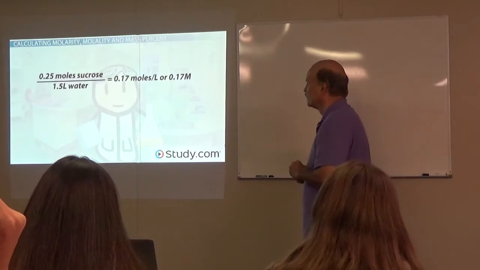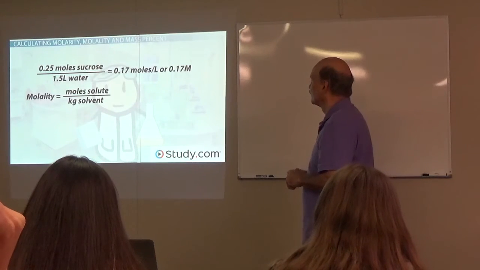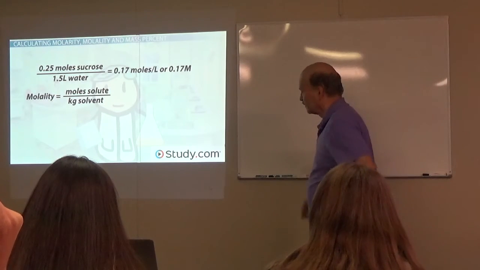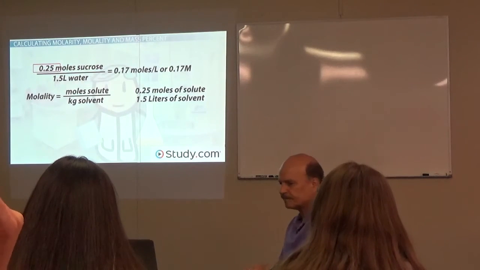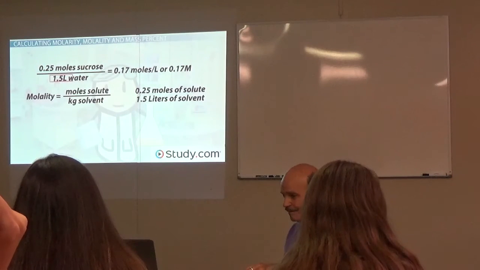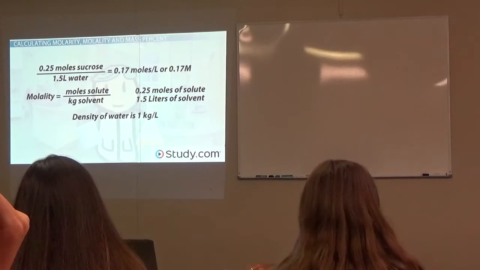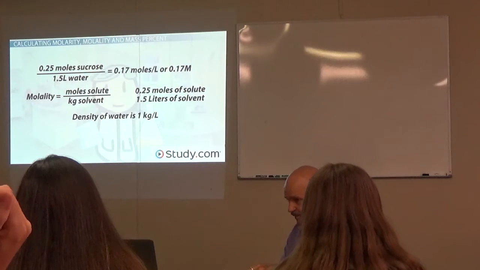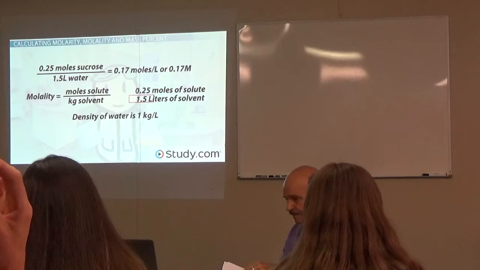Our next task is to find molality using our molality equation. Molality equals moles of solute over kilograms of solvent. We know that we have 0.25 moles of solute, which we just figured out in our previous problem, and 1.5 liters of solvent. We must convert liters of solvent to kilograms of solvent. The density of water is 1 kilogram per liter, so it makes it easy, meaning that the mass of 1 liter of water is equal to 1 kilogram. We have 1.5 liters of water equal to 1.5 kilograms of water.